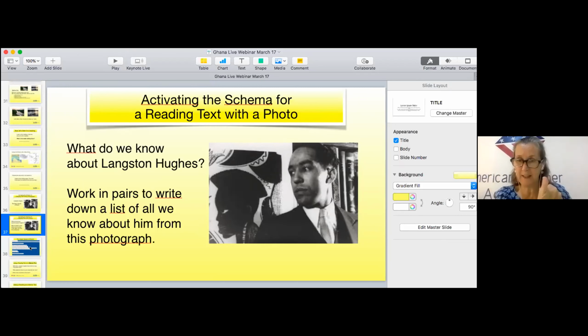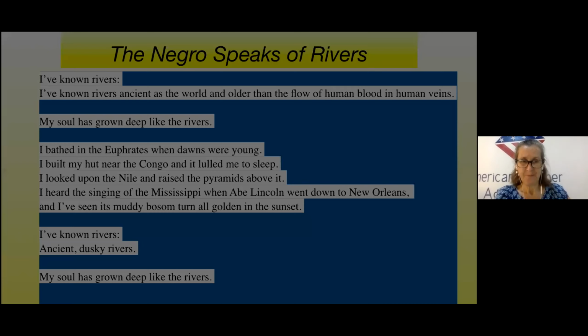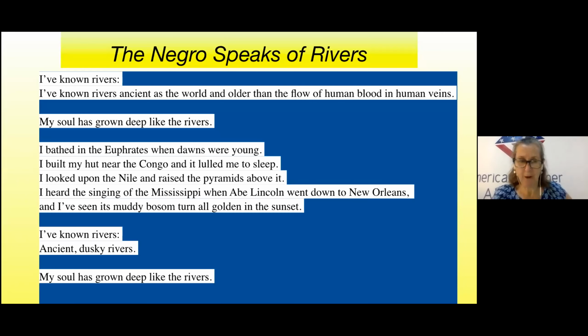They know that he somehow has a connection to Africa. They know he's a Black man, and they know that he likes art. And with that knowledge, now you're going to give them this poem. So here's the poem in its entirety.